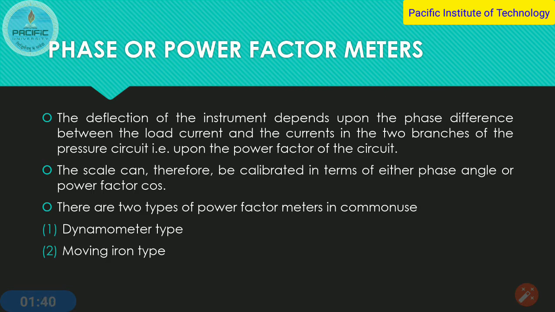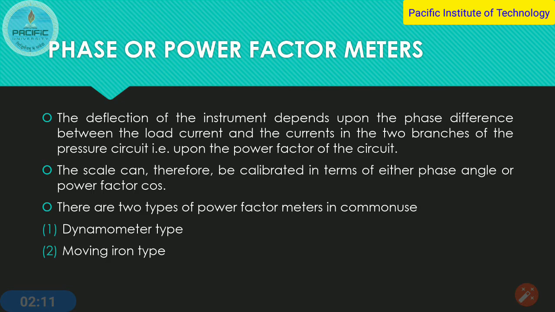So the difference between the load current and the current in the two branches of the pressure circuit, remember that the current flowing in the pressure circuit is proportional to the voltage applied to the pressure coil. So the difference between the two currents will be equal to the power factor of the circuit. The scale can be calibrated in terms of phase angle, or indirectly the power factor cos of phi.